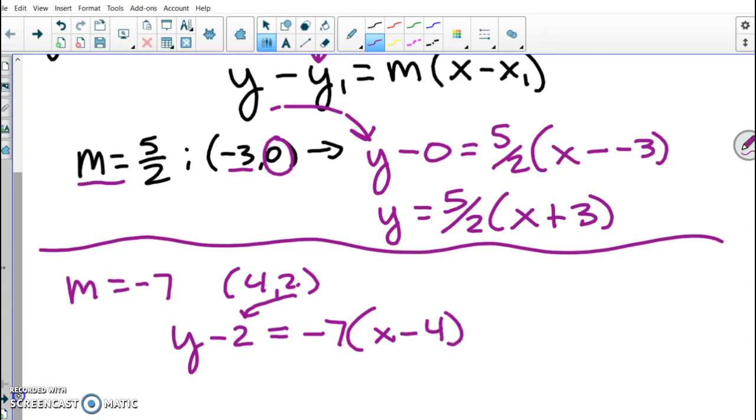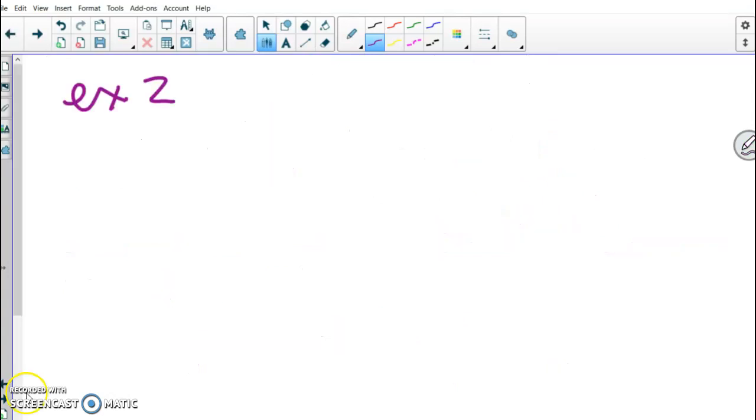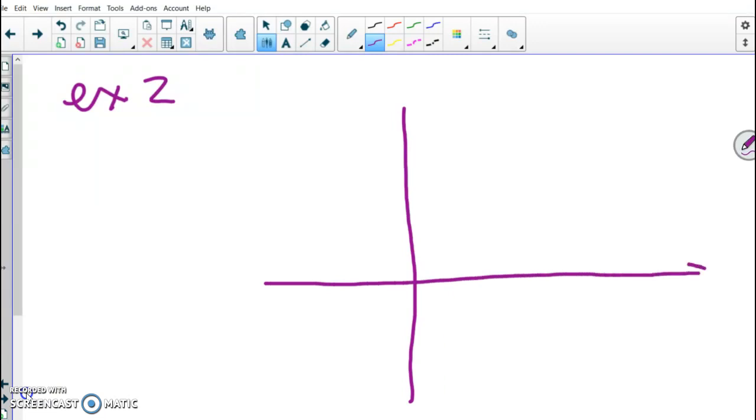Let's do check it out 1 and 2 and come show those to me to make sure you've got them correct. We're going to leave the equation in point slope at this time. So do check it out 1a and 1b and come show those to me so I can make sure you're on the right page. Example 2 says, now we're going to graph the line described by the equation.